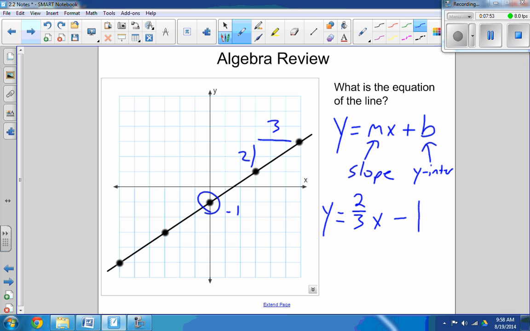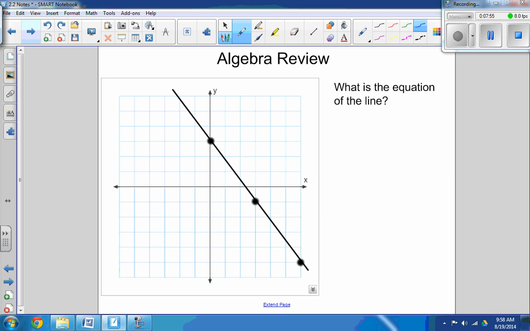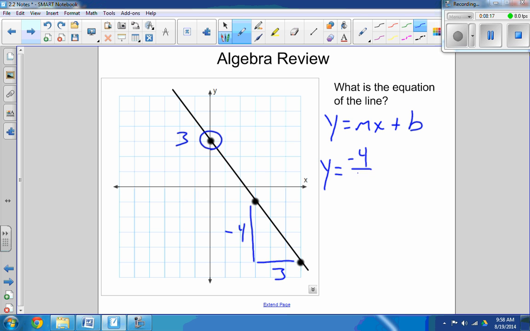Let's do another one. So again, y equals mx plus b. Our y-intercept is at 3. Our slope looks like we go down 4 over 3. So y equals rise over run, so negative 4 over 3, plus the y-intercept 3. And that's the equation of our line.